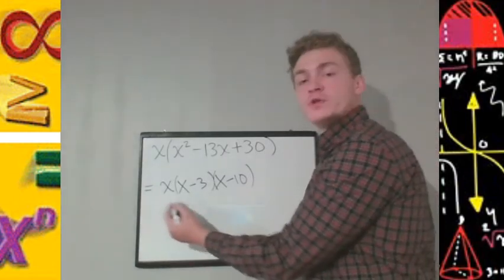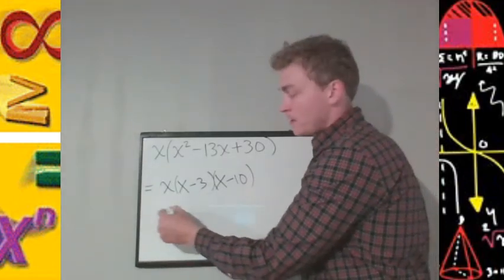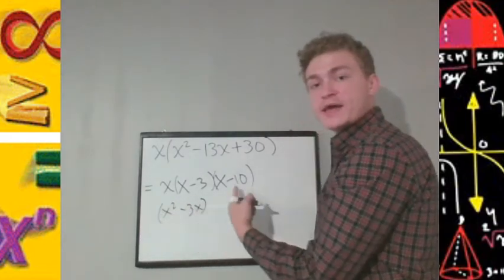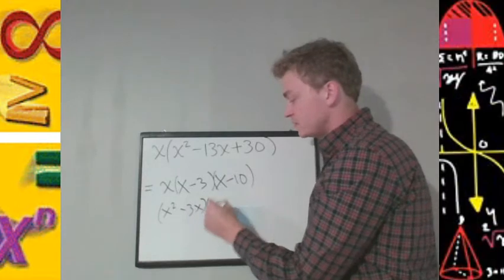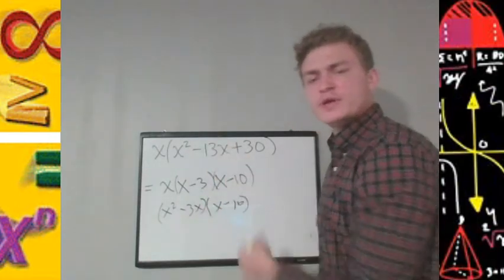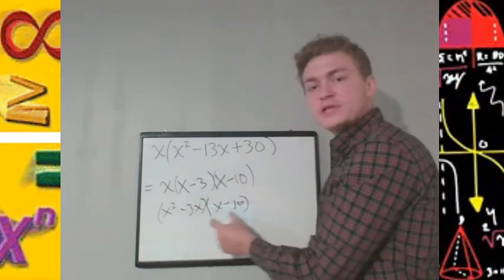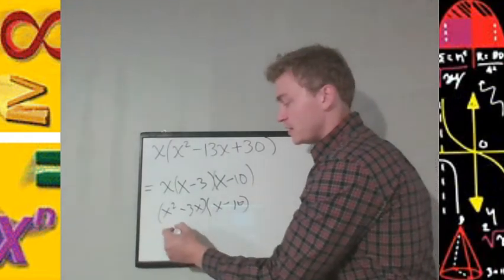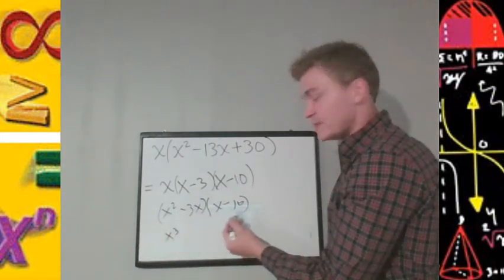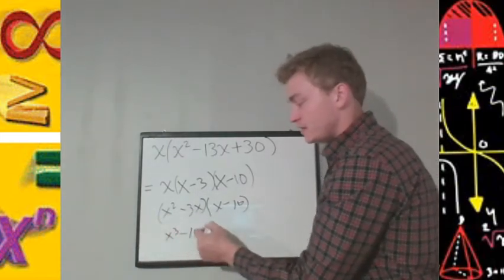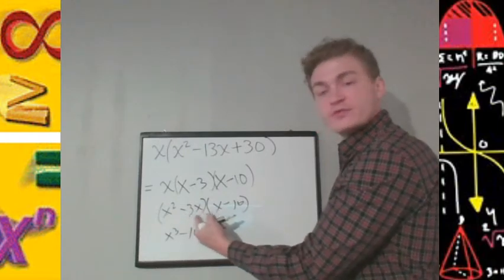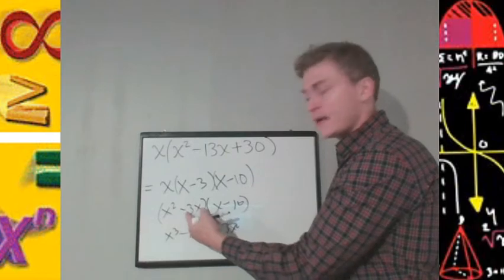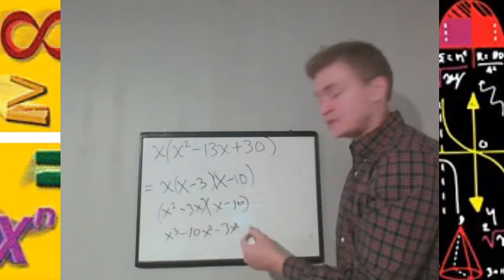What if, for example, we multiply this x to x minus 3, x squared minus 3x. Now we're going to multiply that to the remaining factor, x minus 10. This is just confirming that we will get back what we started with. A binomial times a binomial, we will use the FOIL method. x squared times x is x cubed. x squared times negative 10, negative 10x squared. Negative 3x times x, negative 3x squared. Negative 3x times negative 10, positive 30x.